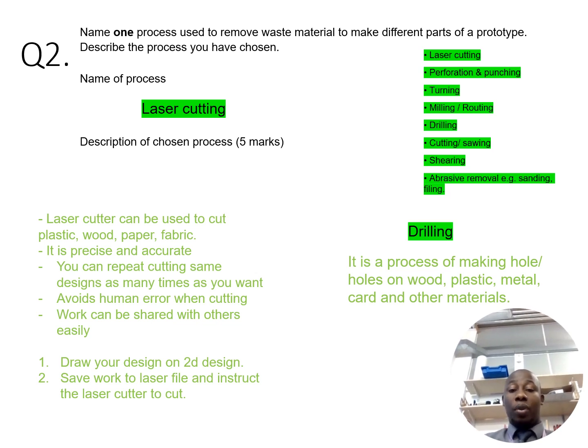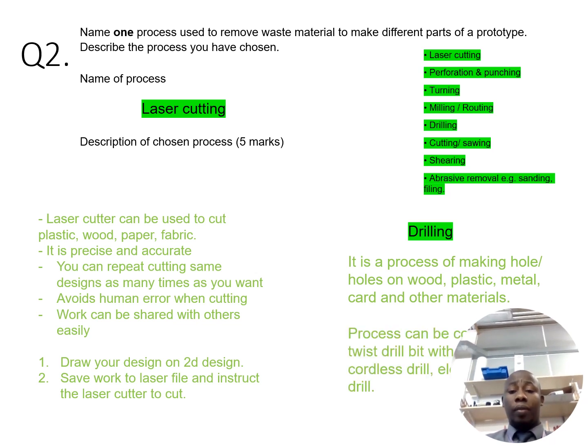So in this example I've put, it is a process of making holes or a hole in wood, plastic, metal, card and other materials. So again I've stipulated the materials that you can use for drilling. The process can be completed using a twist drill bit, with a cordless drill, electric drill or a bench drill. So here I've now named the tools that are used for drilling.